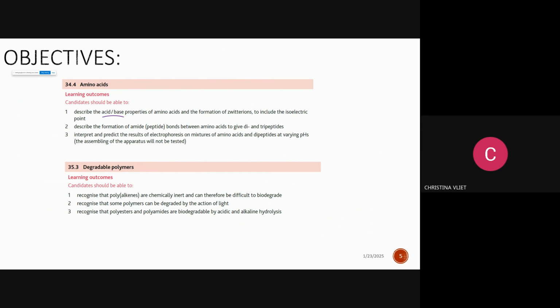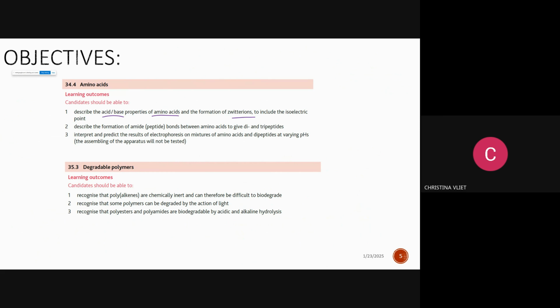But describe the acid-base properties of amino acids and the formation of something called a Zwitter-ion. Somebody in the class was German last year, but they would get mad at me if I said it wrong. It has a German background, but it's called a Zwitter-ion. You can look online to see how it's said correctly. Zwitter-ion, to include the isoelectric point. And so we'll go over what all of that is today.